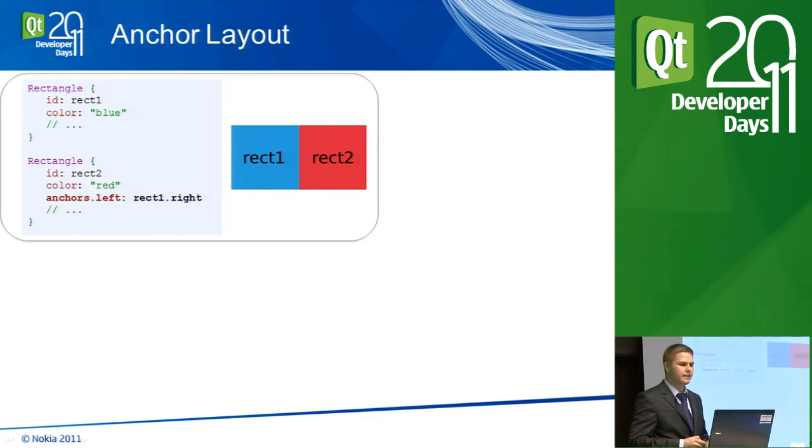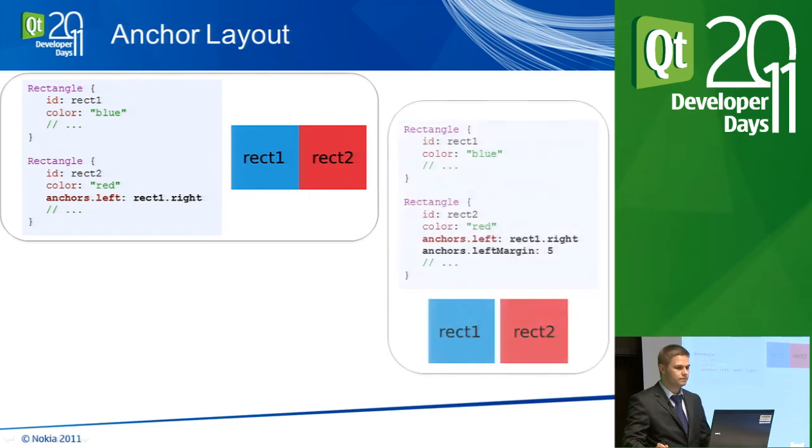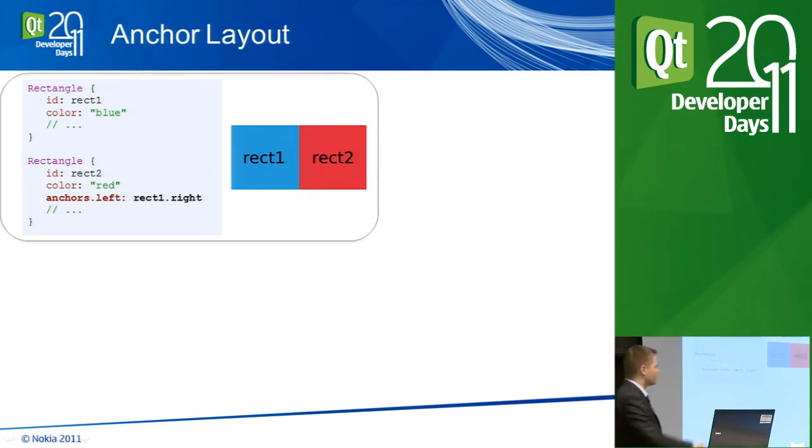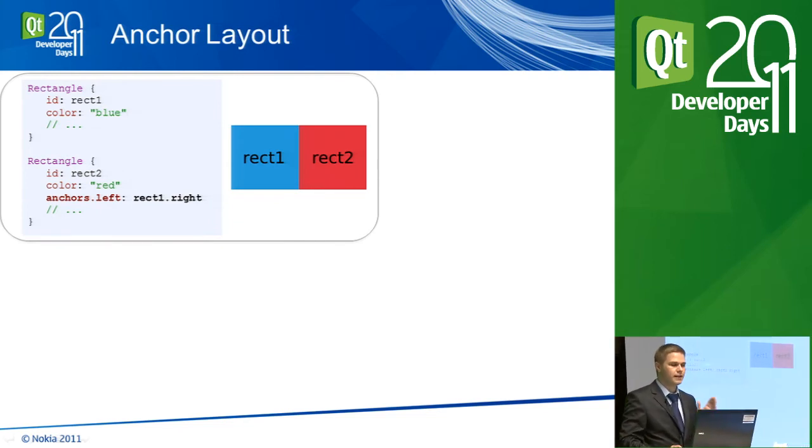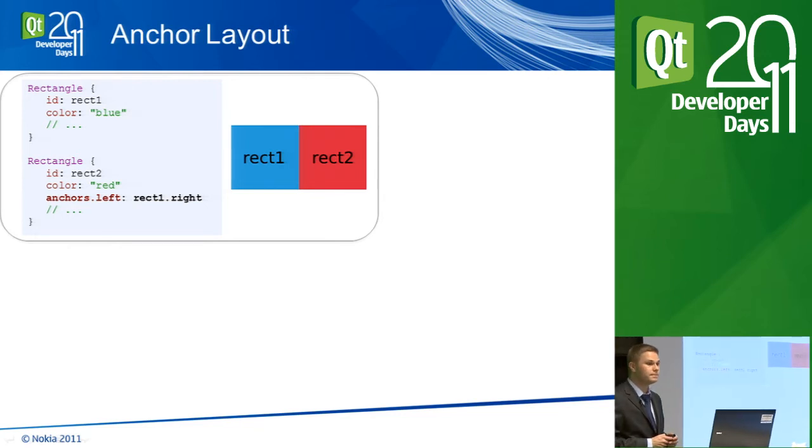So what does it really mean? Let's say we have two rectangles, a blue rectangle and a red rectangle. And we anchor the red rectangle's left anchor to blue rectangle's right anchor, like this. What happens is that we get them side by side. So we don't need to specify a location for this red rectangle. It will be positioned so that its left side sits snugly on the right side of the blue rectangle.